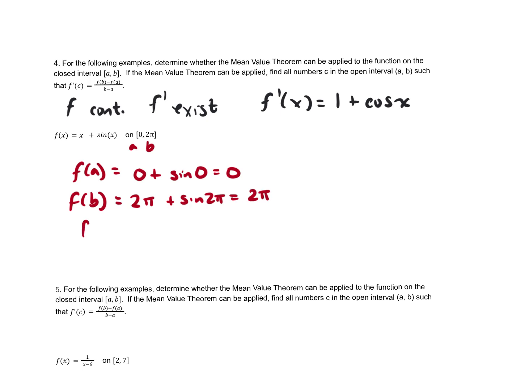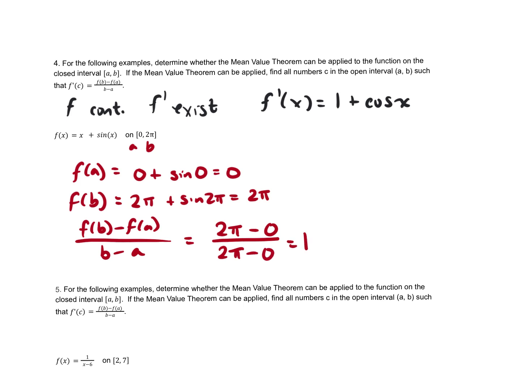So when I form my difference quotient, f of b minus f of a over b minus a, f of b is 2 pi minus 0 over b minus a. Now b minus a is just the values in the interval, so 2 pi minus 0 again. So this gives me 1. The idea is this difference quotient is equal to the derivative at some point in this interval, assuming the mean value theorem is true. So I'm going to say the derivative is equal to this 1 we found at some point.